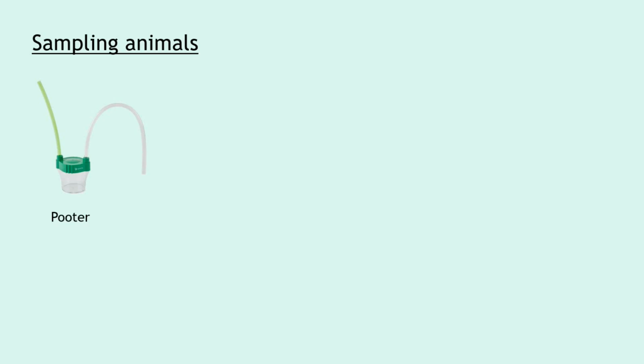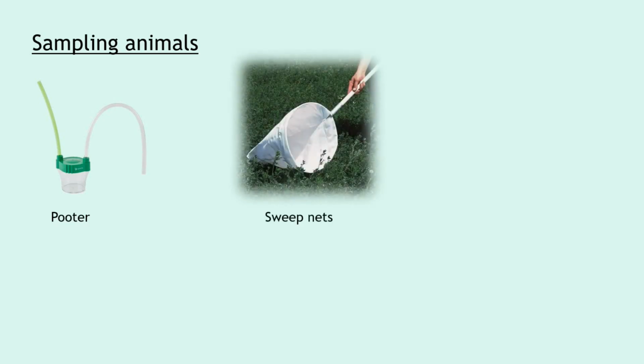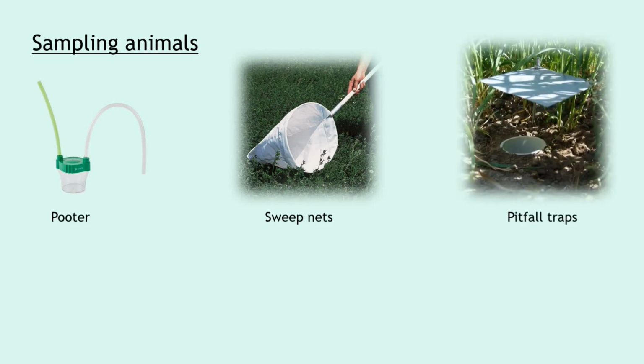You can then use sweep nets. Classically, you just use these to catch butterflies, but you can use these on grassland as well. And then you can also use pitfall traps. This is when you dig a small hole in the ground, insert some kind of container, and then you need to add a little roof at the top as well, so that any precipitation or any leaves don't fall into your trap.